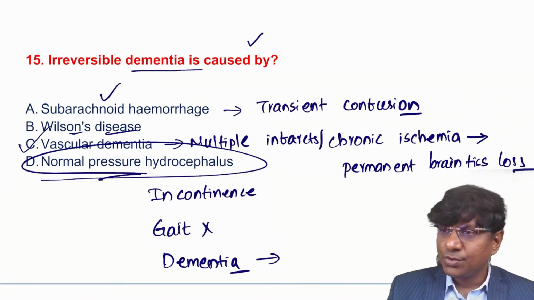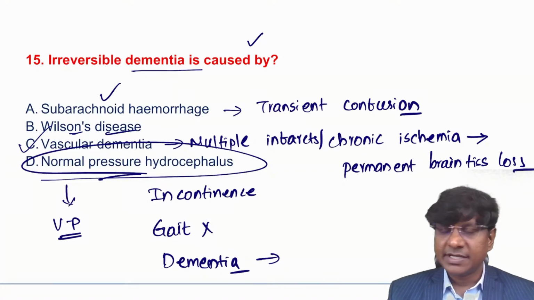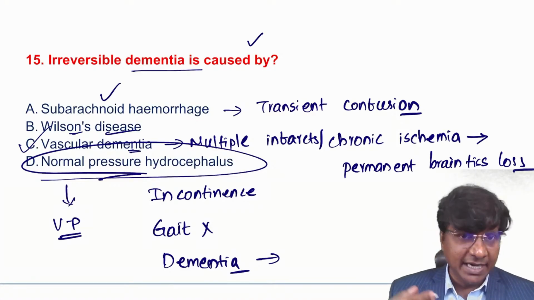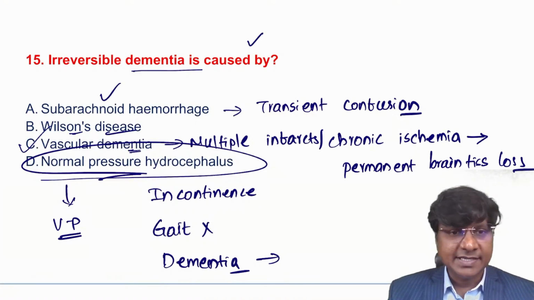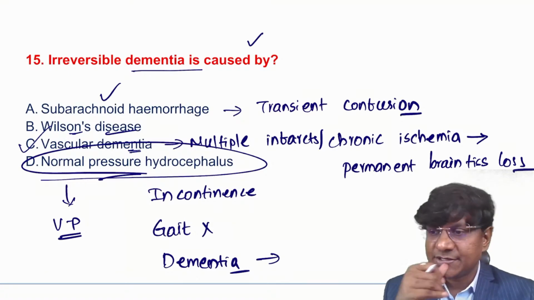Once you do a VP shunt, a ventriculoperitoneal shunt, in normal pressure hydrocephalus, this dementia will be reversible. But the condition where you have irreversible dementia is vascular dementia. Next, we move on to the next one.